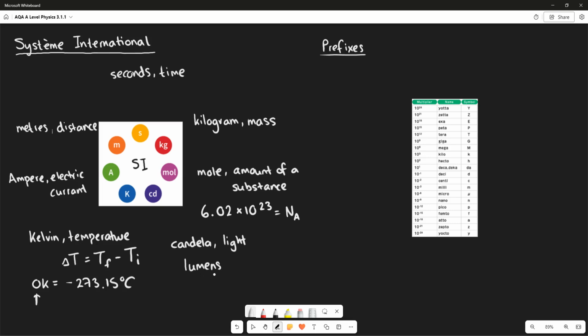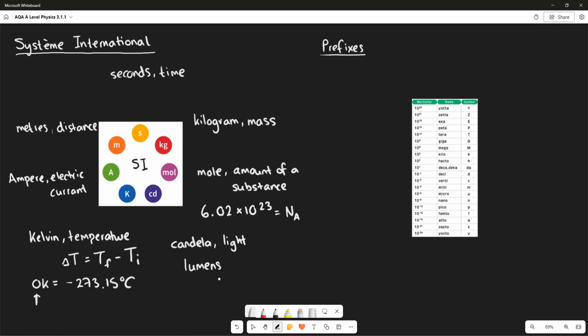So lumens is the measure of the amount of light that comes out of a light bulb, namely an incandescent light bulb. Candela we tend to use for lights that are directional, so torches, laser pointers, things like that. So anything that has a defined direction, we tend to use candela, and if it just glows brightly and gives out light in all directions, we tend to use lumens.